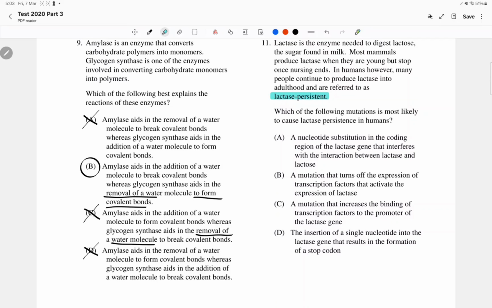B. A mutation that turns off the expression? No, yeah. You want to turn on the expression, right? Because they keep making it. So C. They keep making it.